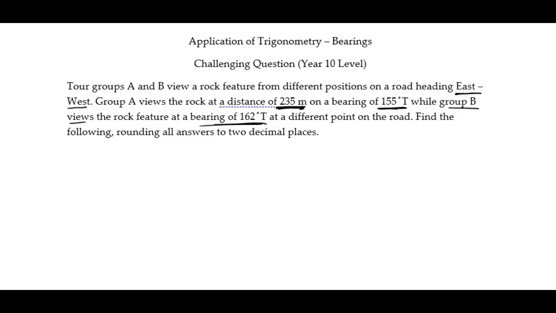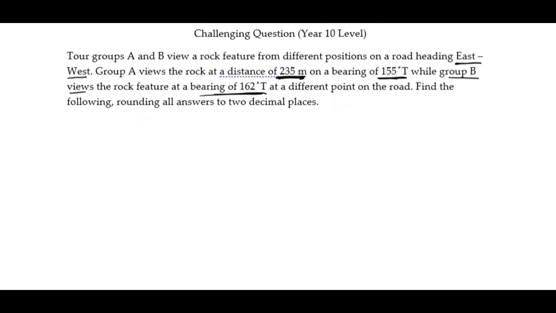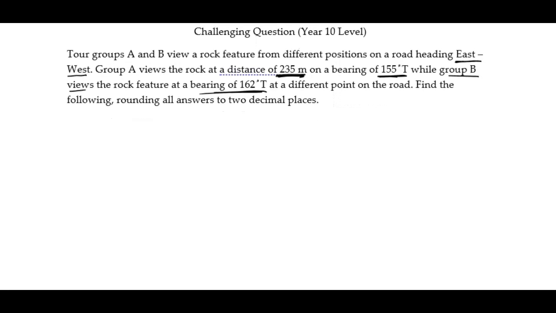Alright, so let's start by breaking this down and drawing a diagram for the situation. Drawing the diagram is the most important part of solving any application questions in trigonometry. The first thing I can see from the question is that there is a road that heads from east to west. So let's draw that road. I'm going to represent it with a straight line, in the direction from east to west.